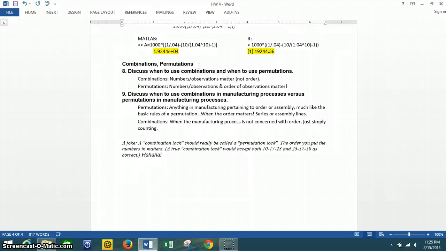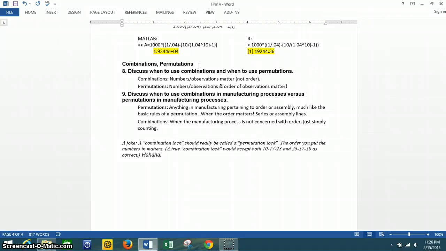And now to discuss the specific combinations in manufacturing processes versus permutations in manufacturing processes, well, this is pretty self-explanatory. Permutations, given that you have to have them in a specific order or that order matters, this would apply to things such as a series or an assembly line. And combinations, well, this could be for simply like a combination, such as if you're mixing something together and it doesn't matter what order you put it in necessarily, you just have to have all the ingredients. Something along those lines would be fine.